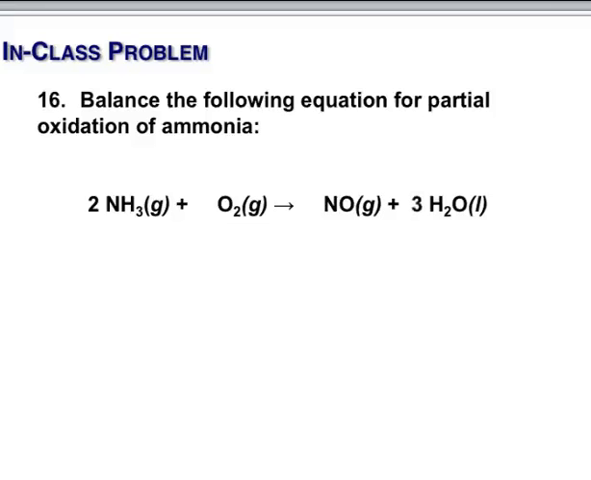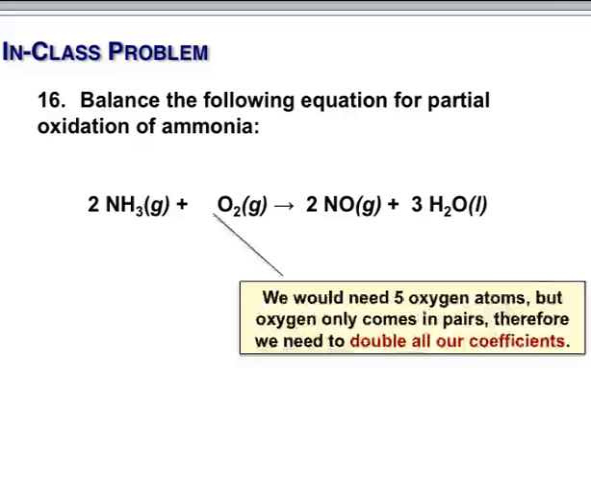Again, we've doubled our ammonia, which means we have 2 nitrogens. So we're going to need 2 of these guys, right? Now, how many oxygens do we need? 5, what is ammonia? We need 5 oxygens, don't we? 5 oxygen atoms. But unfortunately, they come in pairs. So what do we do? We can't put 2.5 here. We could, but that wouldn't be right.